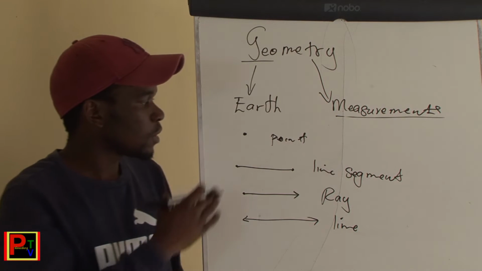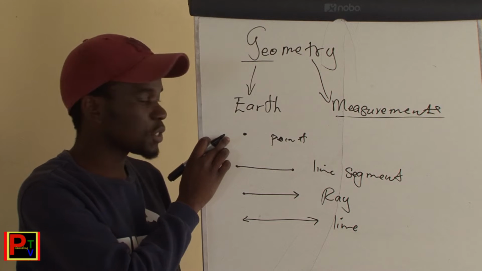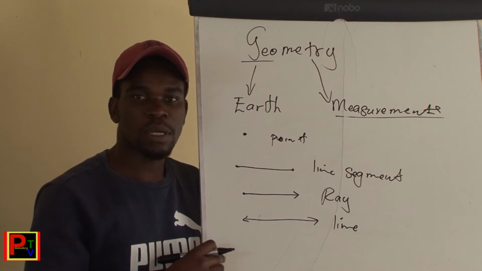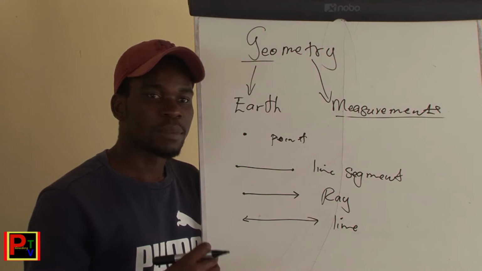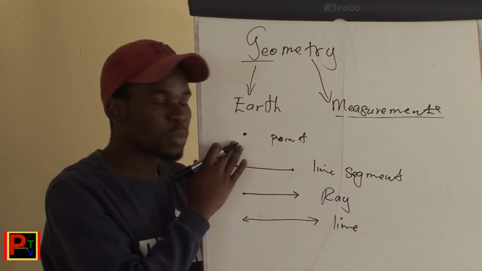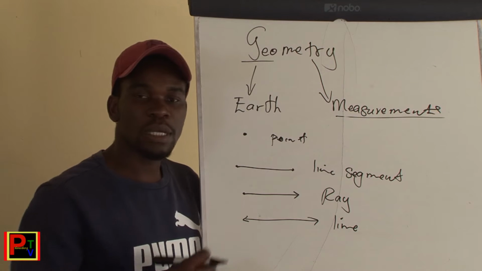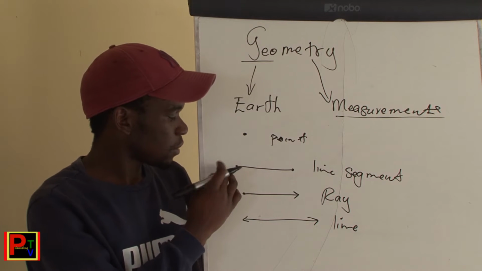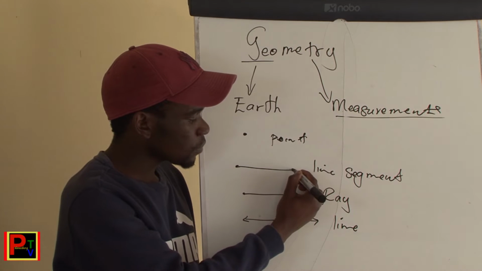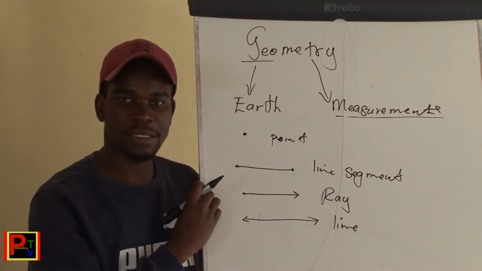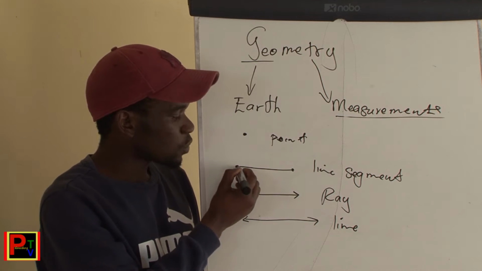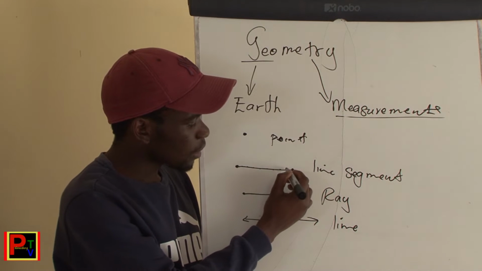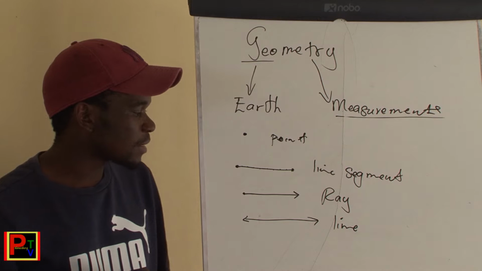Now, a point is simply a position. Now, a position can have a name. We name our point by simply giving it a variable. We can call this point A or B. The line segment is a combination of points. Now, if we move from this point up to this point by making a lot of points, therefore we end up having a line segment.